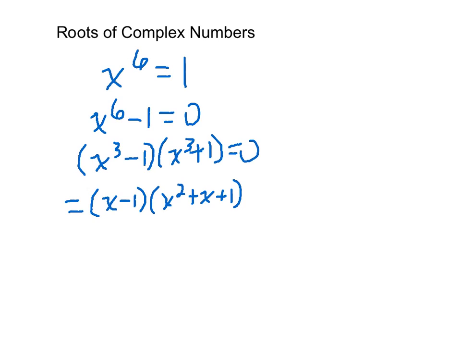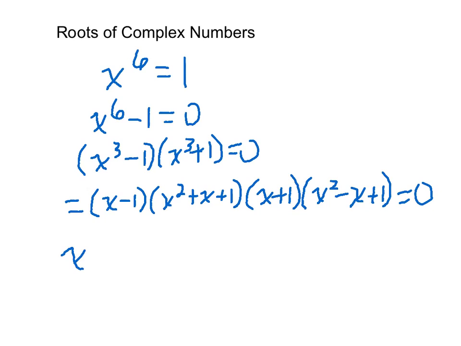The second factor, the x cubed plus 1, can be broken down into the factors x plus 1 and x squared minus x plus 1. And that is, of course, still equal to 0. If I further evaluate this, I've got solutions for x. The linear solutions here: x is going to be equal to either plus or minus 1.